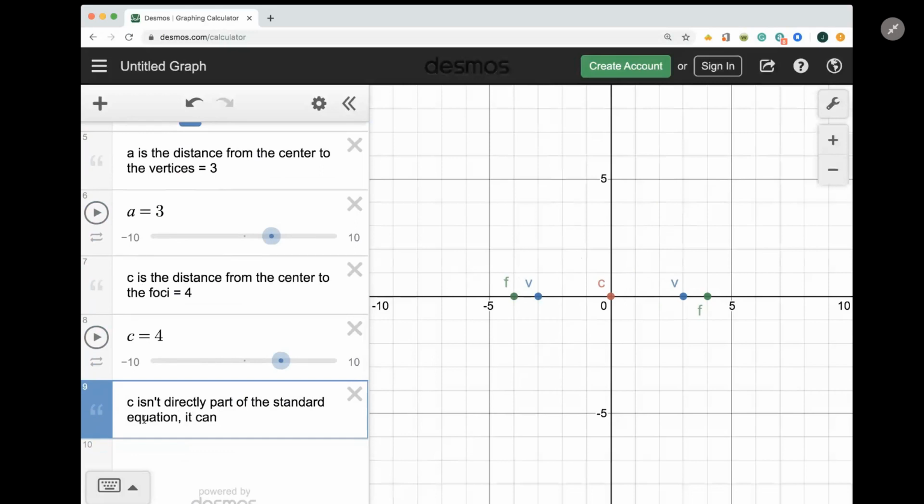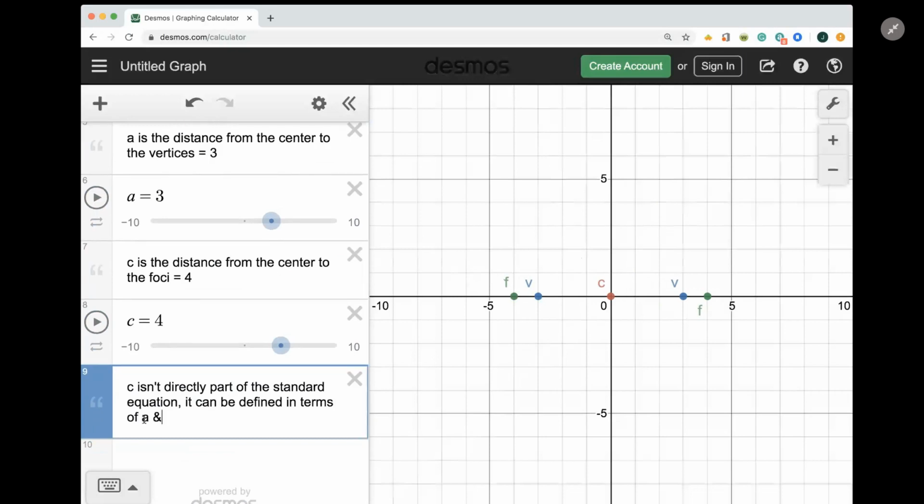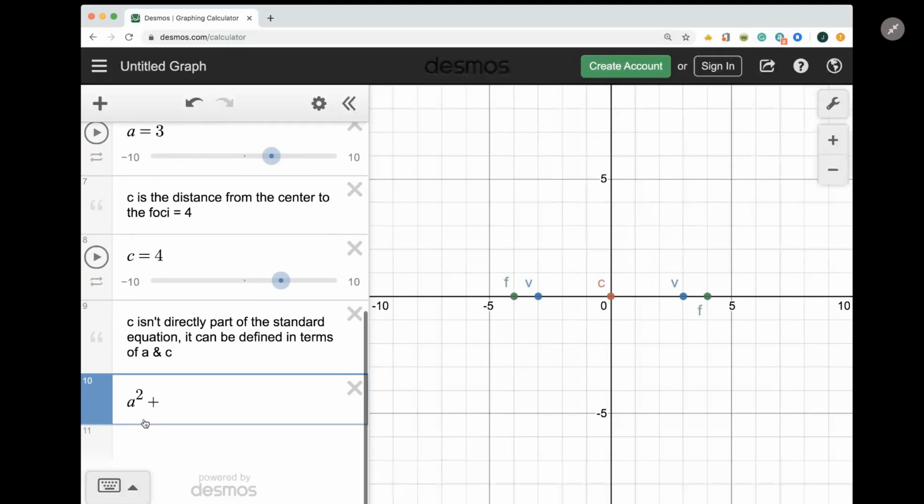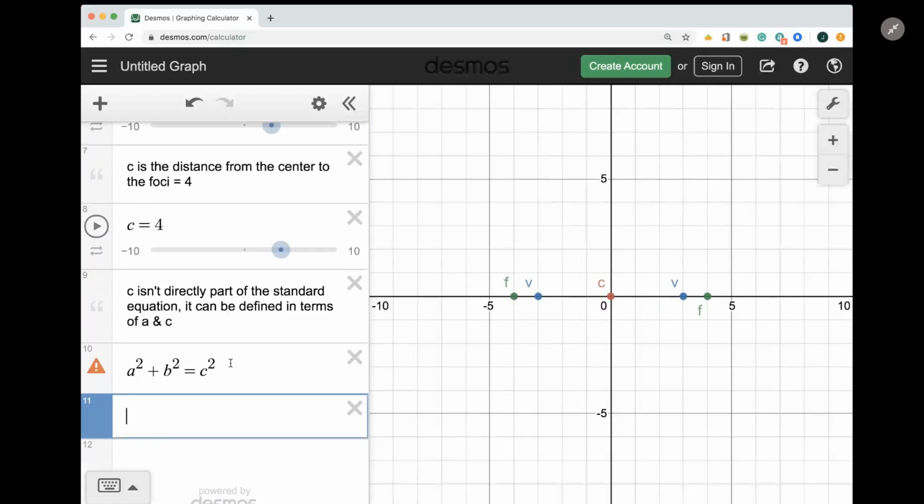So while c isn't directly part of the standard equation, it can be defined in terms of a and b. And the equation used for hyperbola, it's different for other conics, is a squared plus b squared equals c squared, which ought to look familiar. This looks very similar to the Pythagorean theorem. But we're talking about something slightly different here. We're not talking about a triangle. We're talking about points relating to a hyperbola.